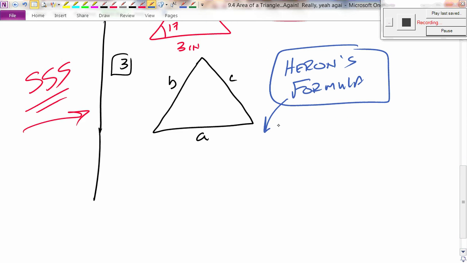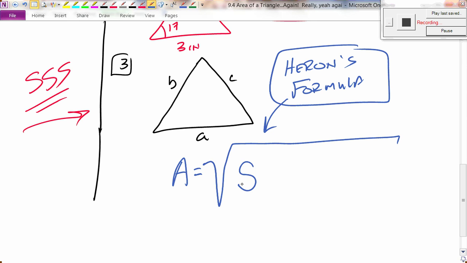Heron's formula specifically says this, okay? The area of any triangle can be found. Draw yourself a big, huge square root sign. By taking this constant s, I'll tell you what s is in just a second, times s minus a, times s minus b, times s minus c. So some old Greek dude figured this out a long time ago.